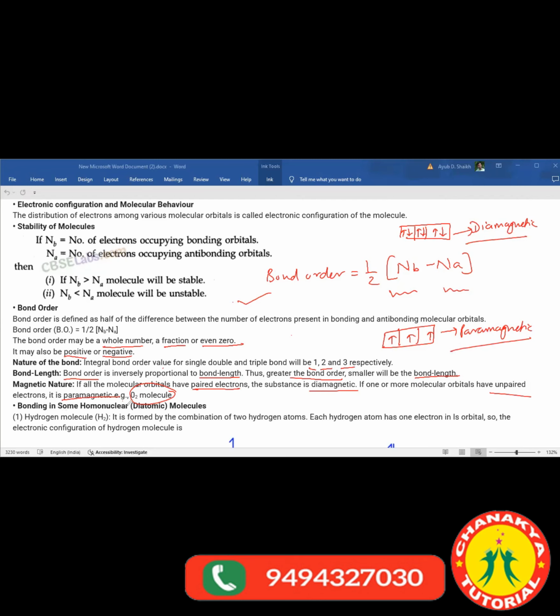Bonding in some homonuclear diatomic molecules, we have to check. Whatever basic things you have learned now, like how to calculate bond order, what is a bonding molecular orbital and an anti-bonding molecular orbital, how to frame the molecular orbitals from the atomic orbitals, how to fill the electrons, how to calculate the bond order and bond length, and even find out the magnetic nature, all those things we are going to see in detail for the below examples. First, homoatomic molecules we are going to see.